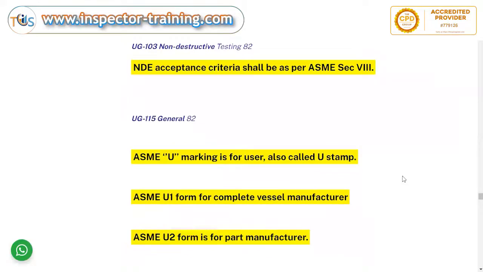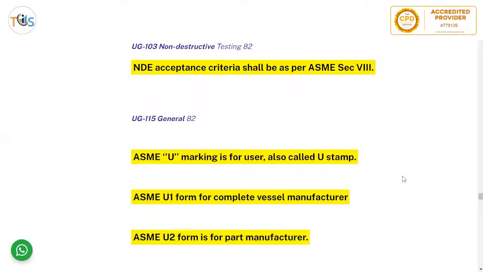NDE acceptance criteria shall be as per ASME Section 8. Remember that the NDE procedure is written according to ASME Section 5, but the acceptance criteria is in ASME Section 8. ASME U marking is for user, also called U stamp.